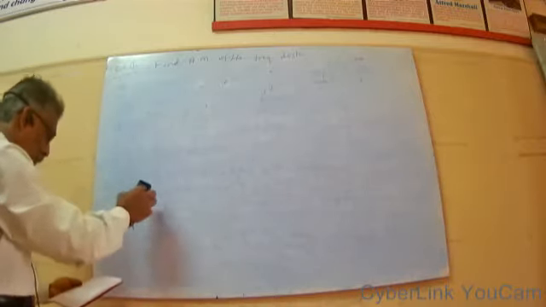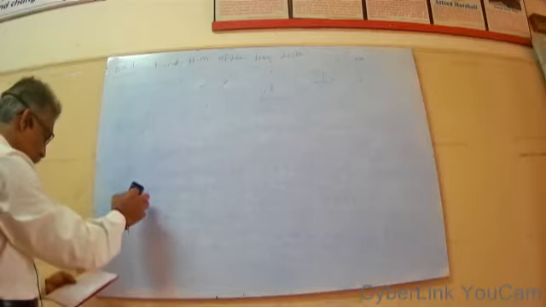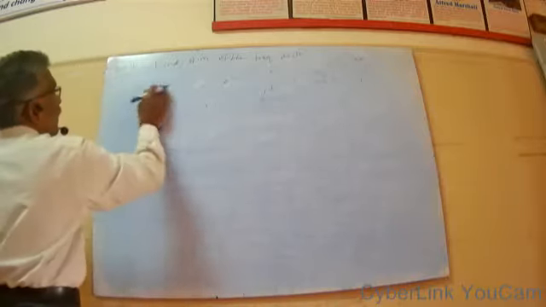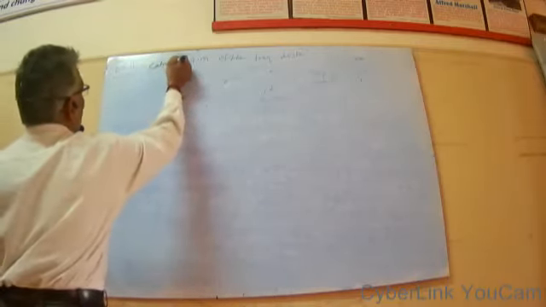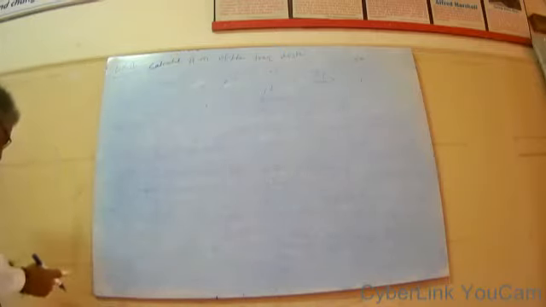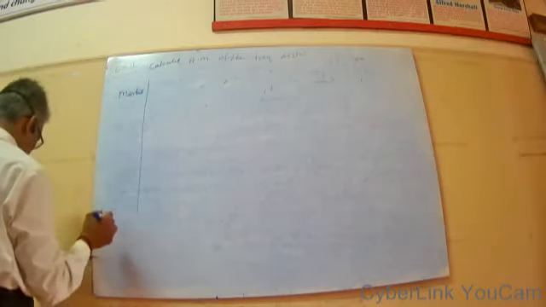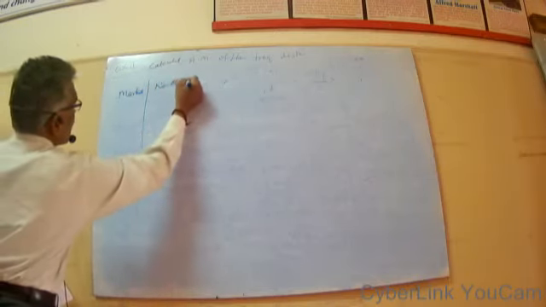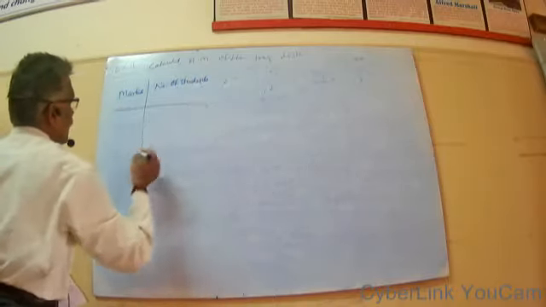Calculate the arithmetic mean of the marks from the following frequency distribution. So the example is like this. Marks are given, and the number of students are given.